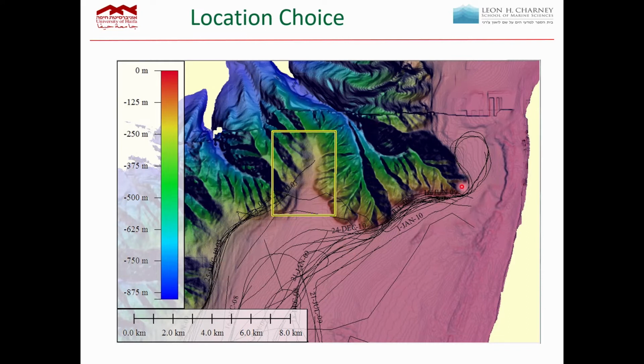The lines that you see here are AIS measurements of ships that we looked at, and there are not too many going to this area.